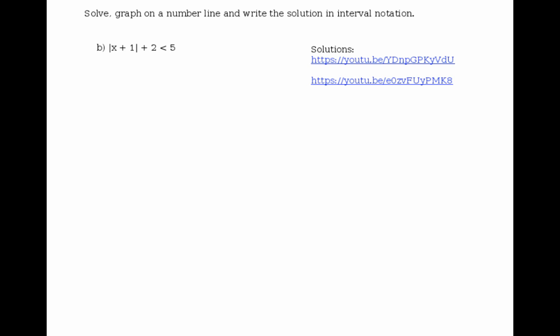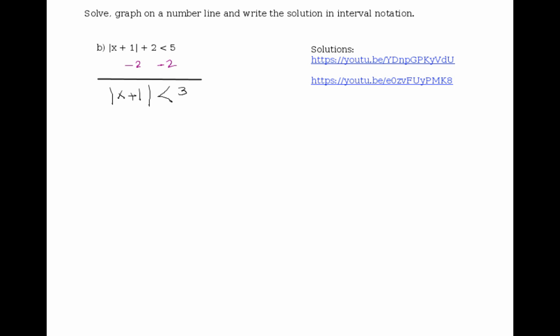You want to isolate the absolute value as the first step. So I want to subtract 2 from both sides of the inequality. All right, so let's do that. We get the absolute value of x plus 1 is less than 5 minus 2, which is equal to 3.